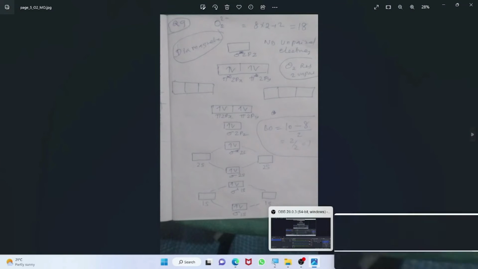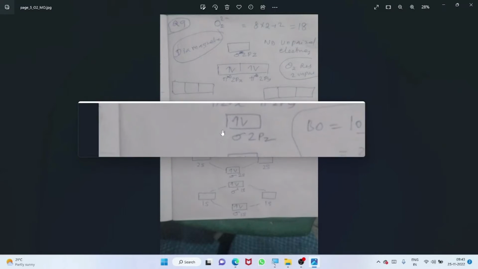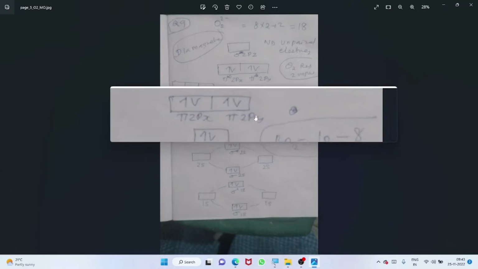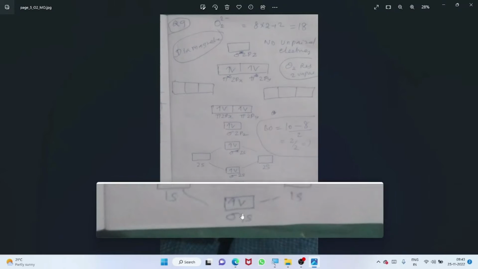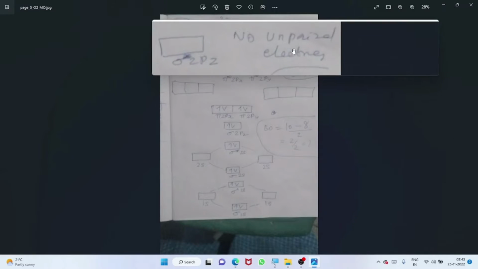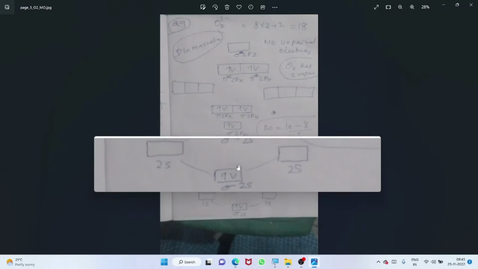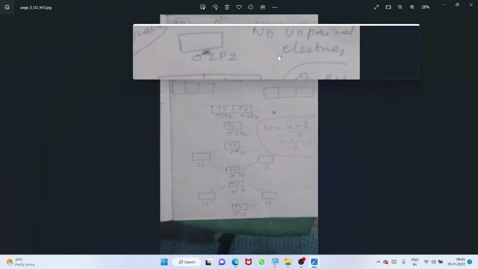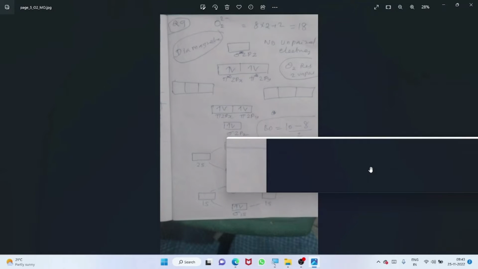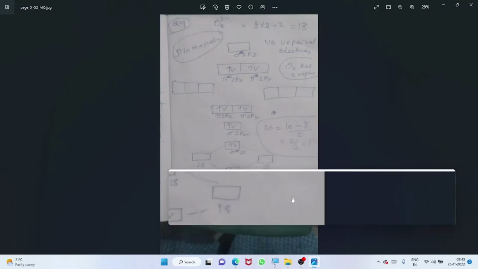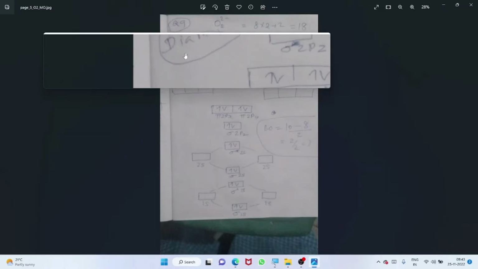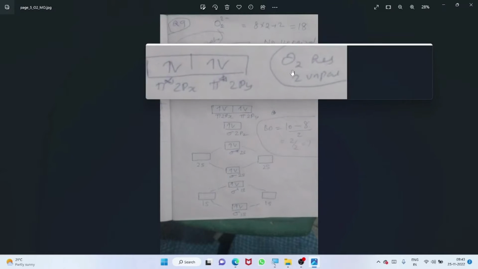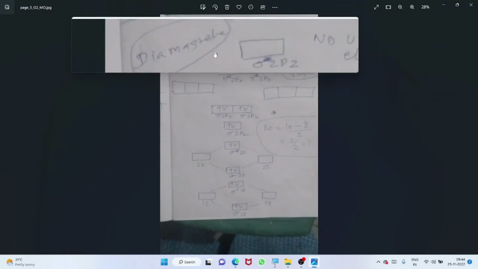The important difference between nitrogen and oxygen is this: here, sigma 2pz comes first. For nitrogen it will come after the pi 2px and pi 2py. So fill up the electrons in the order of increasing energy. You will get 2 plus 2, 4, 6, 8, 10, 12, 14, 16, 18. So there is no unpaired electron in the O2 2 minus. But if it is O2 only, then there are two unpaired electrons. When there is no unpaired electron, it is called diamagnetic. But when there is an unpaired electron, it is called paramagnetic. So O2 has two unpaired electrons, but O2 2 minus has no unpaired electrons.